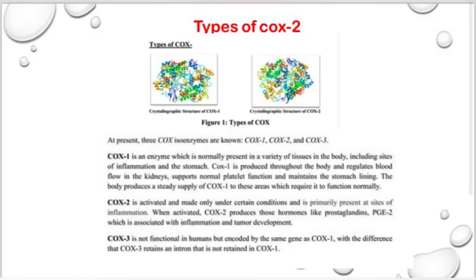Types of COX2. At present, 3 COX isoenzymes are known: COX1, COX2 and COX3. COX1 is an enzyme which is normally present in a variety of tissues in the body, including sites of inflammation and the stomach. COX1 is produced throughout the body and regulates blood flow in the kidneys, supports normal platelet function.